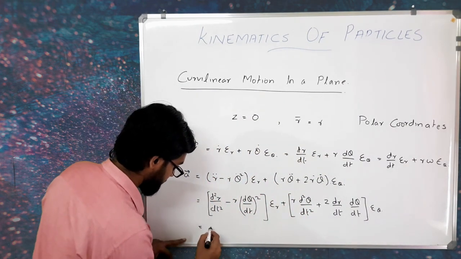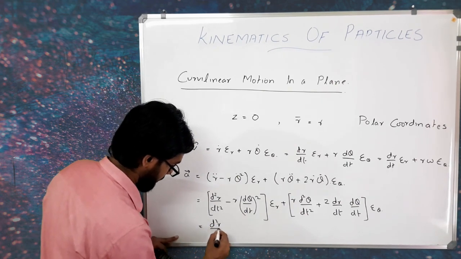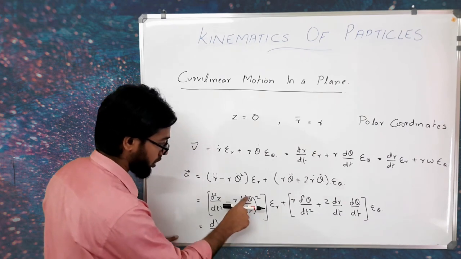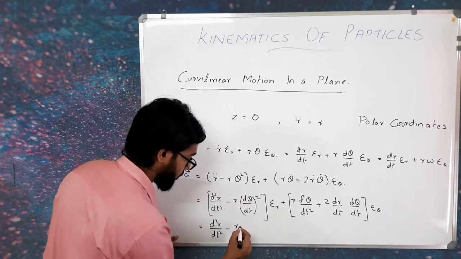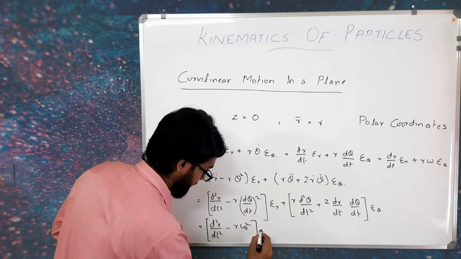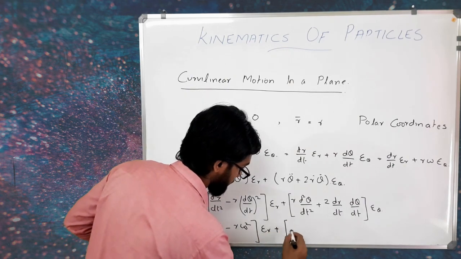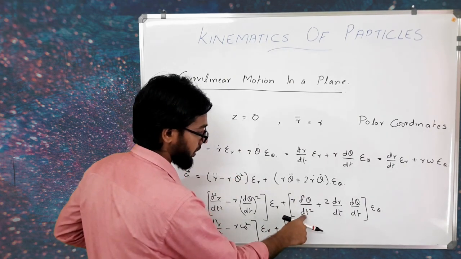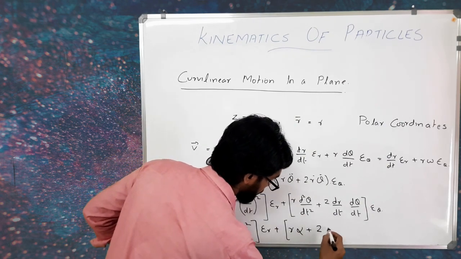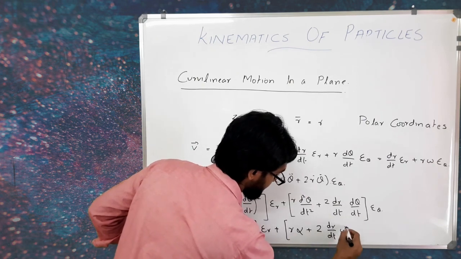I can also write this as d square r by dt square minus r into d theta by dt is omega, so omega square, epsilon r plus r into d square theta by dt square is alpha, plus 2 dr by dt into d theta by dt is omega.